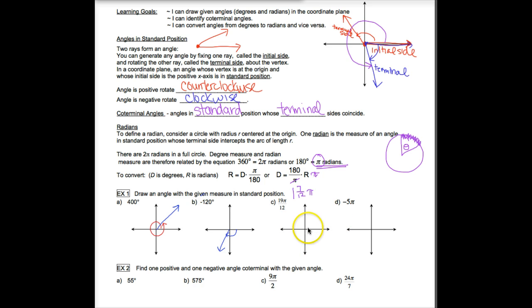So remember that 1 pi is 180 degrees. 2 pi would be the full circle. So I haven't gotten to the full circle here. 1½ pi would be 1 6/12. So this is just a tiny bit over 1½ pi.